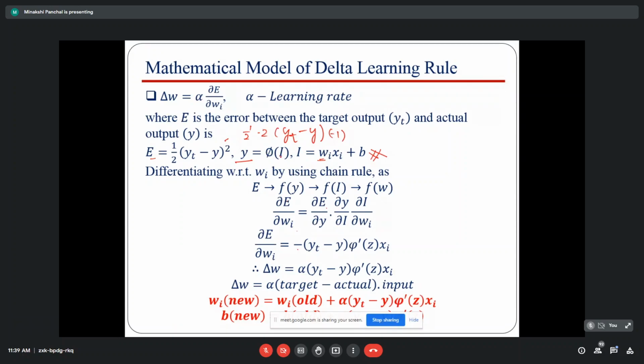Then y equals phi of I. So what is the derivative del y by del I? This is phi dash of I. ये z एक्चुअली यहाँ पे z भी कंसिडर कर सकते हो, I भी कंसिडर कर दो.